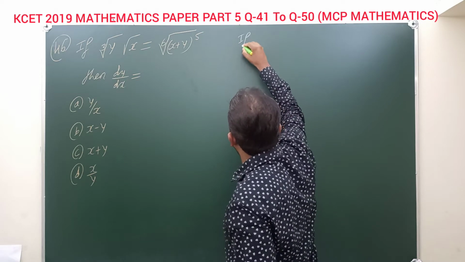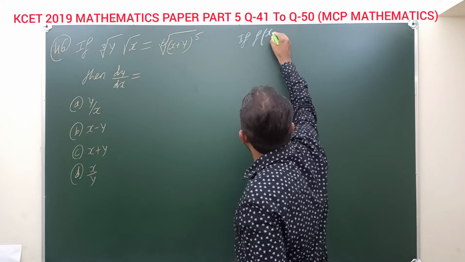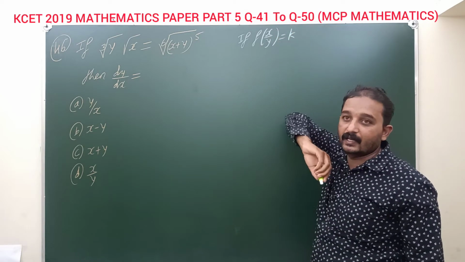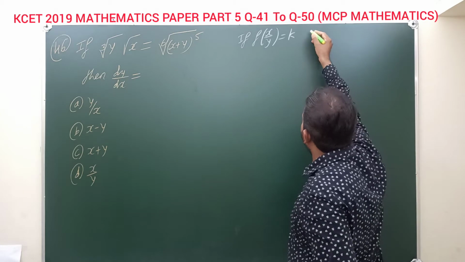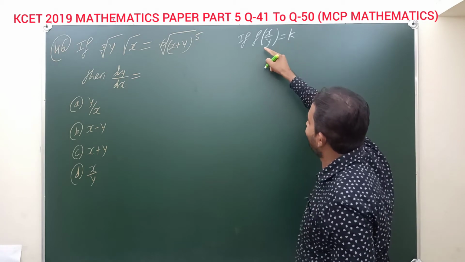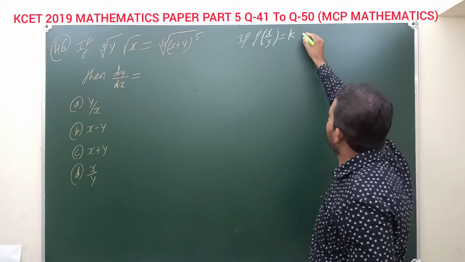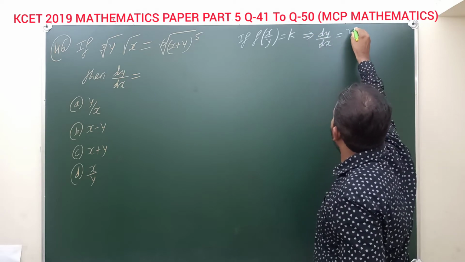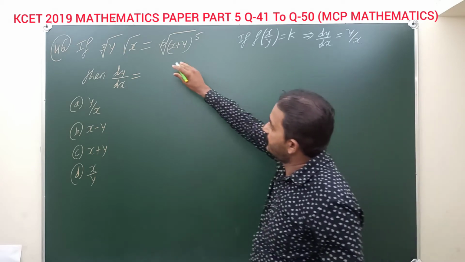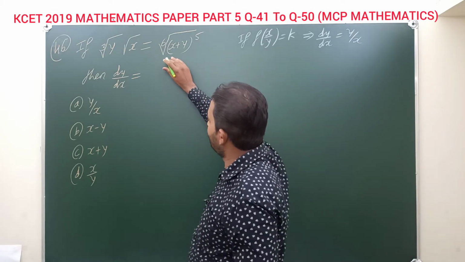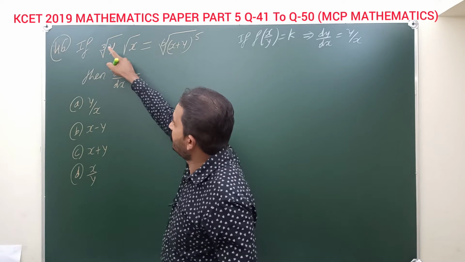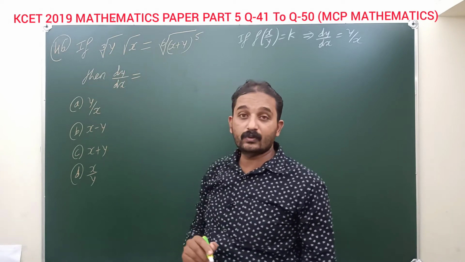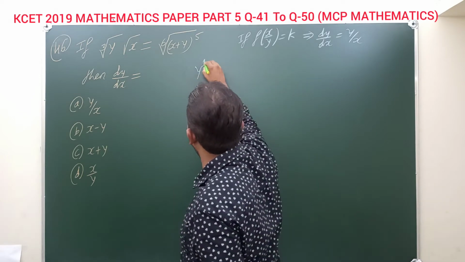First, if f of x by y is equal to a constant, here it is a constant, nothing but any real number, then we can directly write the differentiation dy by dx is equal to y by x. So this can be written in this type first. Simplify this: 3 root y, nothing but the cube root of y, is y to the power of 1 by 3.